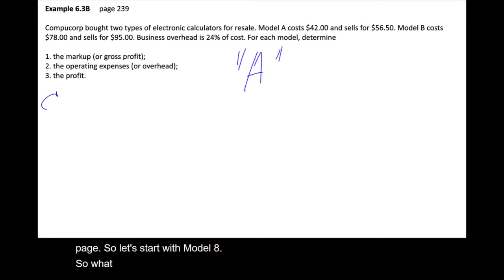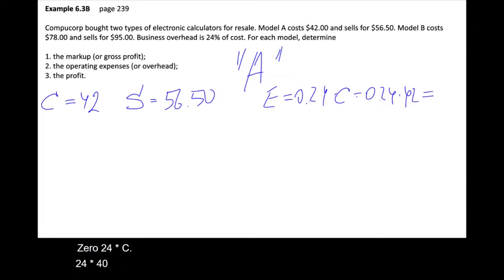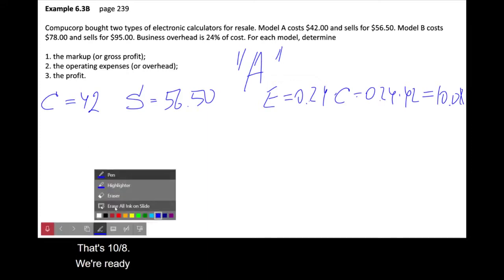So what we have: C is 42, S is 56.50, and we have E, overhead, 0.24 times C. So 0.24 times 42, what is it? That's 10.08. Now we're ready to answer those questions, right?